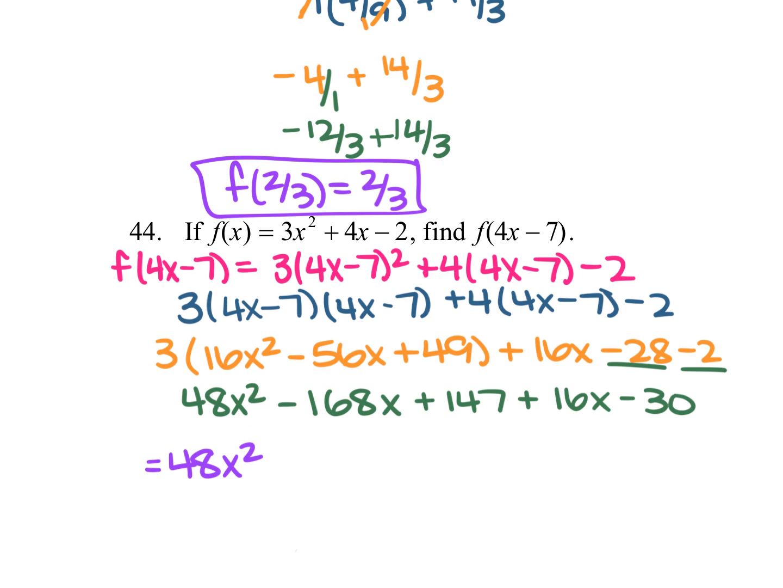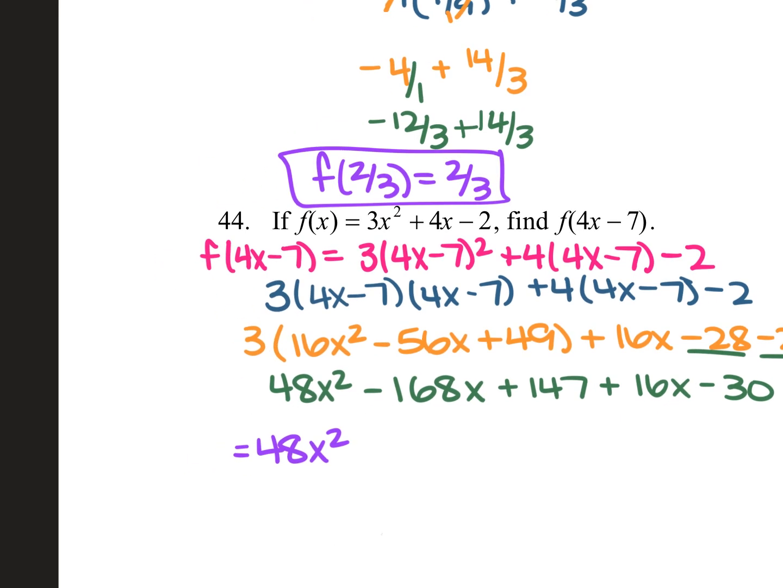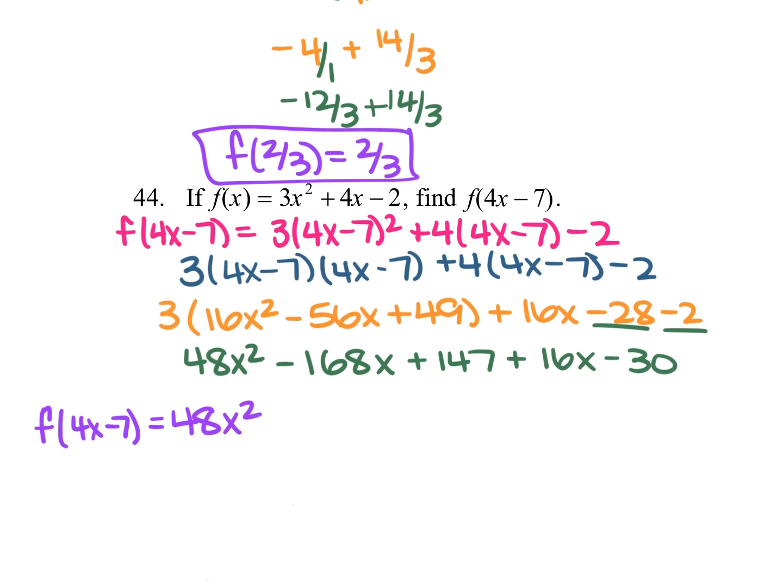Let's rewrite that just so we have a little bit more room. F of 4x minus 7, there we go, is equal to 48x squared. The negative 168 and the 16 give us negative 152x. Then we have 147 minus 30, which is 117.